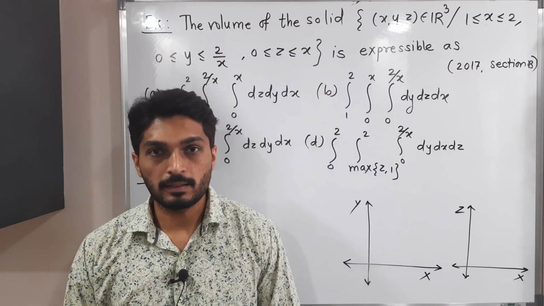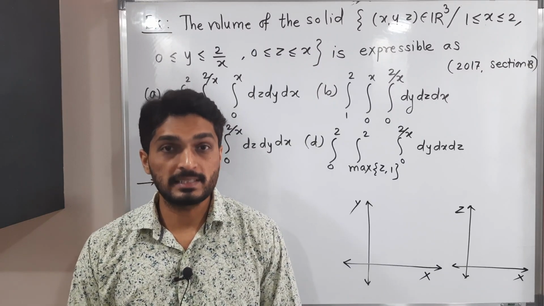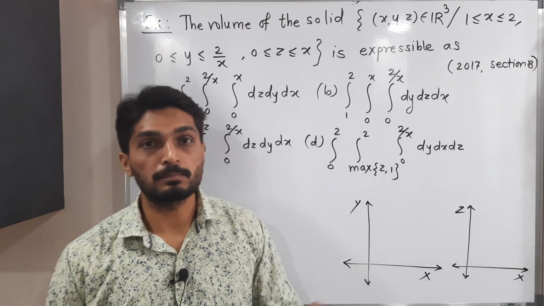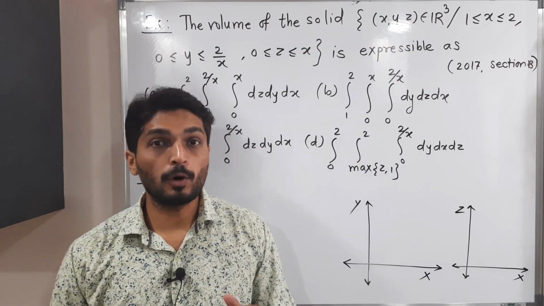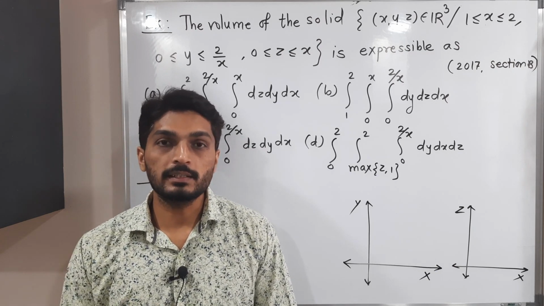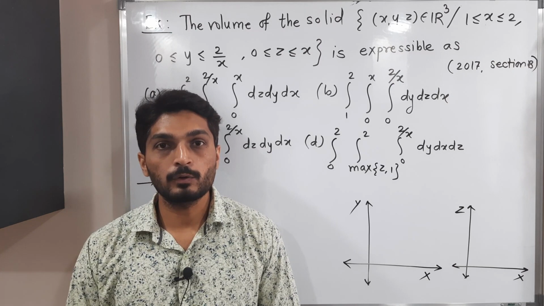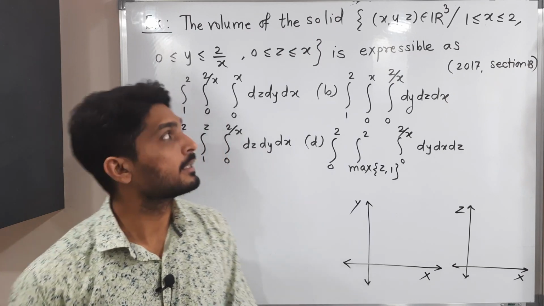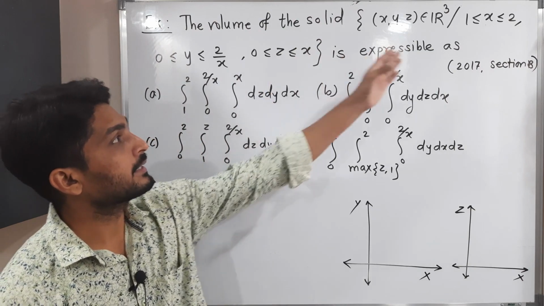Let us discuss this example which was asked in the IIT JAM examination in the year 2017, in section B. That means multiple options can be correct here. So let us check what the given problem is. The given problem is that we have to find the volume. We have to express it in the form of integrals over the region bounded by these curves.